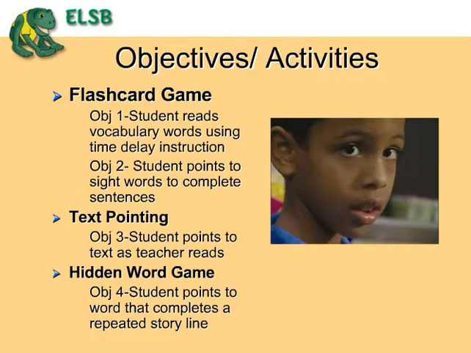One of the reasons why the Early Literacy Skills Builder has been so successful is all of the objectives are introduced in the format of a game. For example, Objectives 1 and 2 are introduced in the form of a flashcard game. In Objective 1, students read vocabulary words using time delay instruction, and Objective 2 builds on Objective 1, where students actually use those same flashcards to complete sentences. Objective 3 is text pointing. Objective 4 is a hidden word game where students point to a word that completes a repeated storyline. And again, students get into this part of the program because of the game format.